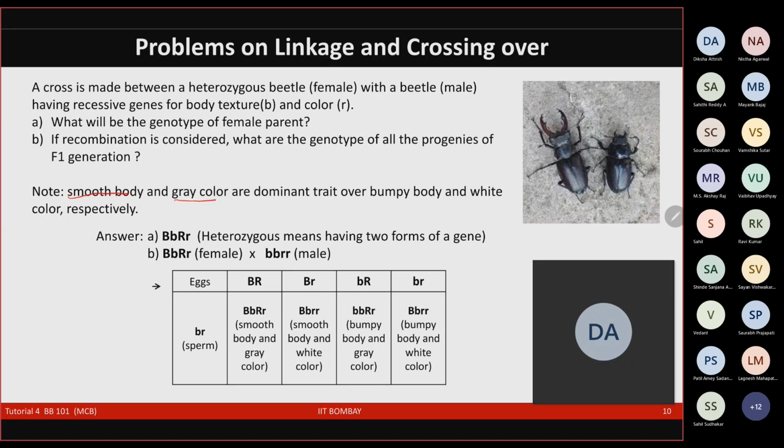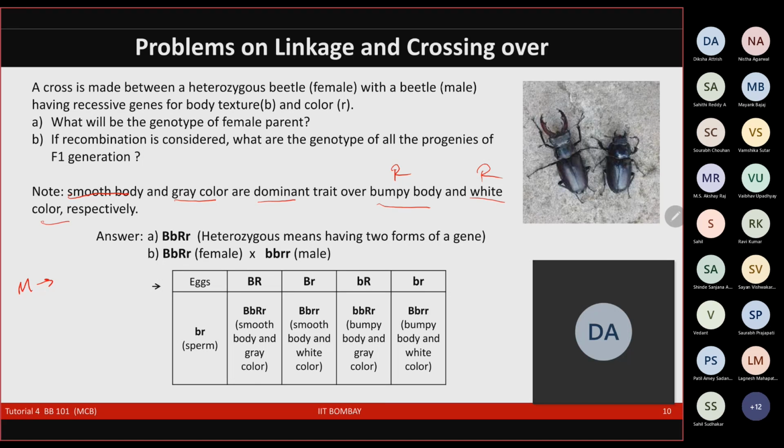Okay, so in your question, it's already given here that smooth body and gray color are the dominant traits, and bumpy body and white color are the recessive ones. So bumpy body is recessive, white is also recessive. After identifying which are the dominant ones and which are the recessive ones, you first make out which is the male, then write down the genotype of the male and write down the genotype of the female.